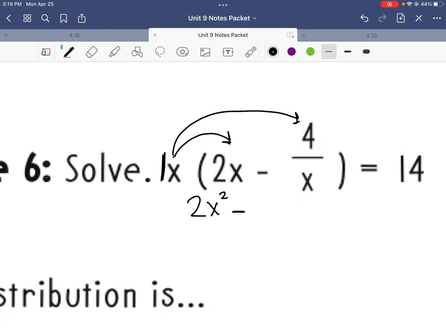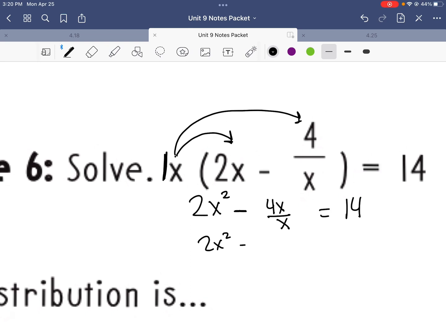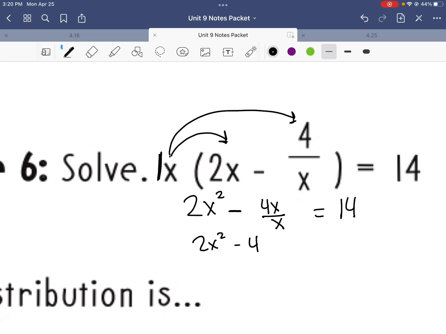So 1x times 4 would give you 4x, and then it's divided by x, and that's supposed to equal 14. Now, this is the same as negative 4 times by 1, because of that x over x. So we actually don't need that. We can just simplify this right here to negative 4, and it should equal 14. Okay, now our goal is to get x by itself, so we're going to add this 4 over to the other side, and we're going to get 2x squared equals 18.